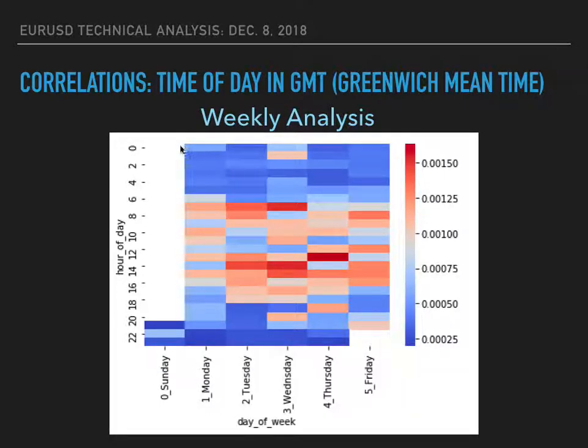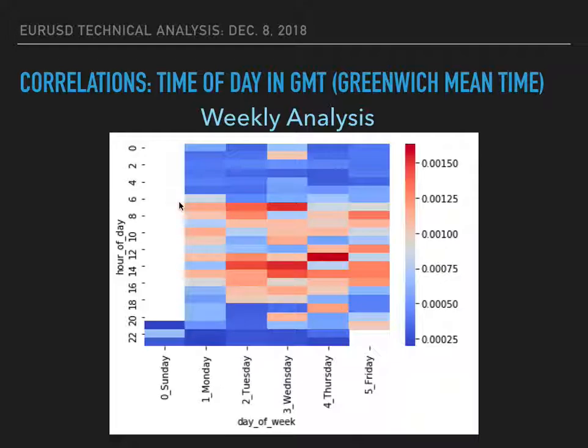a pretty similar pattern where the first 5 to 6 hours of the day are pretty slow on both the beginning and the end. Pretty slow for the first 6 and the last 6. And then this time it's the middle 10 hours of the day where it has higher volatility.